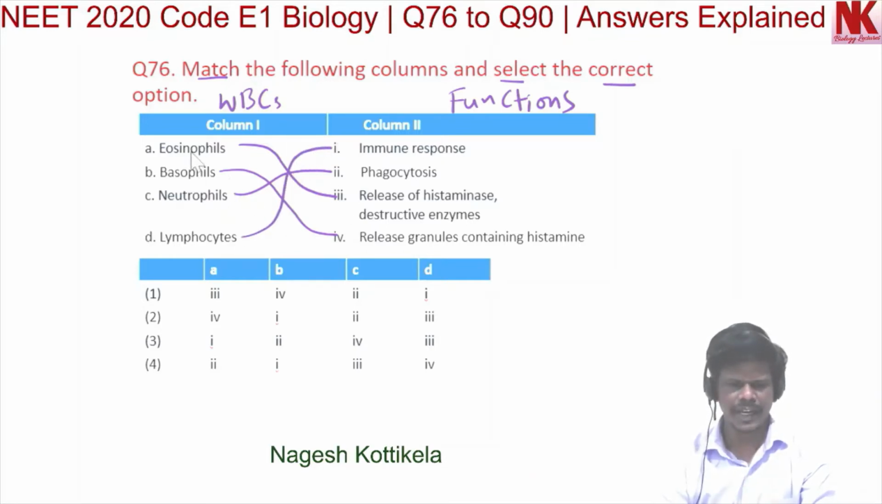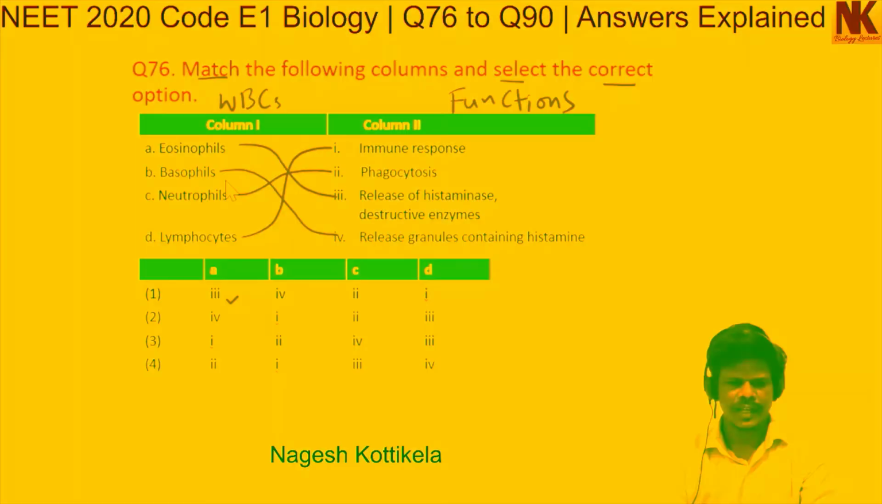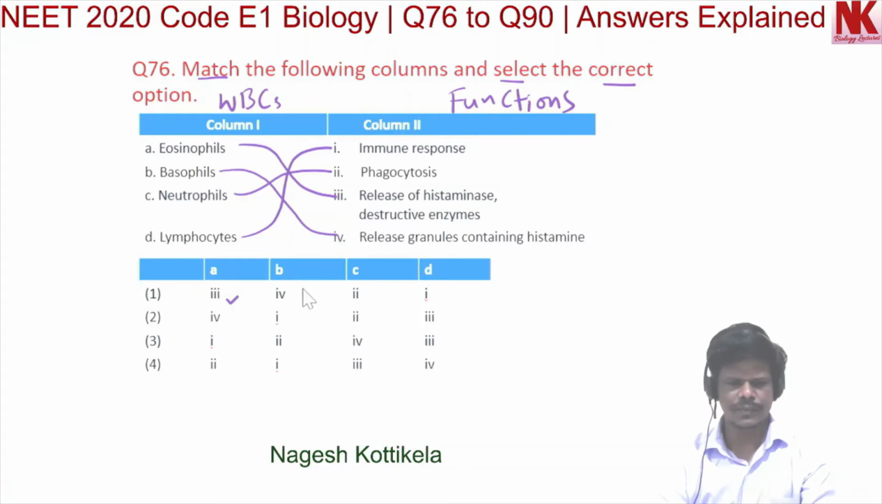So here A is 3 among the given options. A is 3 in the first option, and B is 4, C is 2, and D is 1. So the first option is the most appropriate option for this question. Now moving to the next question.